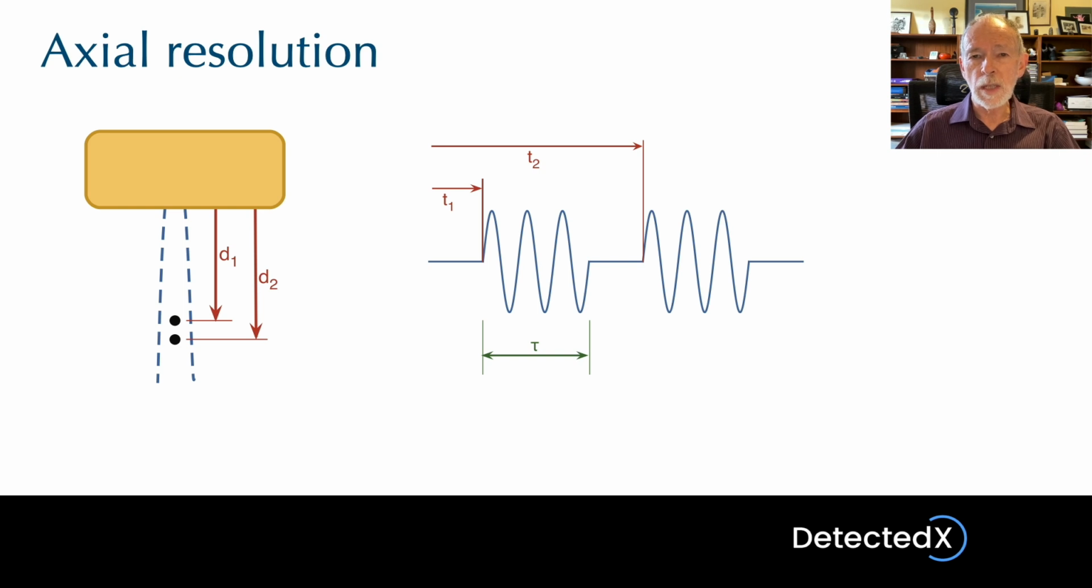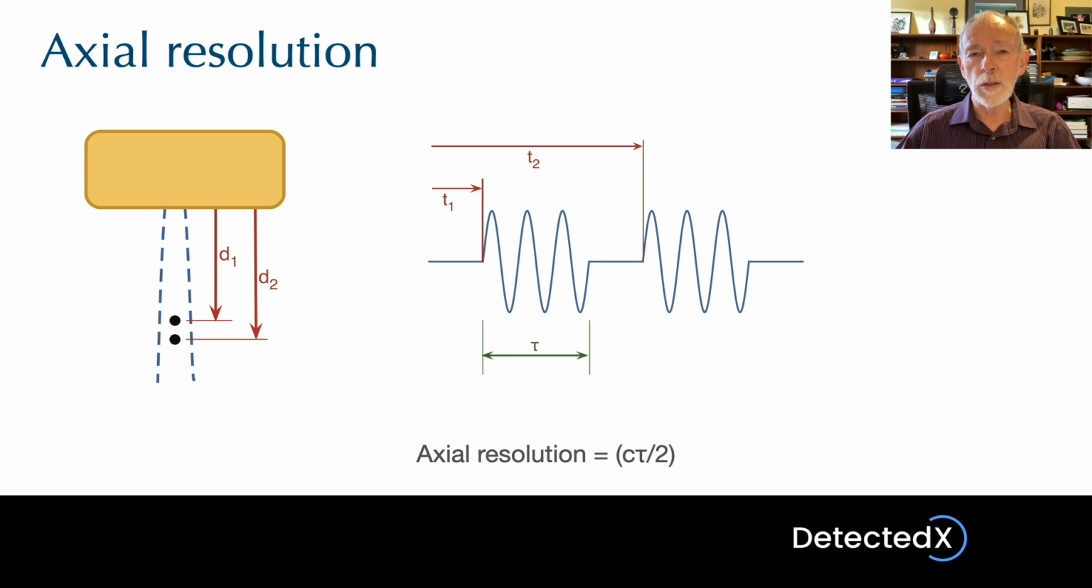If these 2 objects are to be seen as separate in the image, there must be some clear space between them, which means that these echoes must not overlap. So we can see that the minimum separation between the echoes is simply the pulse duration tau. As long as the 2 echoes are separated by more than that, then there will be clear space between them. They'll be seen as separate in the image. When we translate that back to the depth, we find this means that the axial resolution is simply propagation speed times the pulse duration divided by 2.